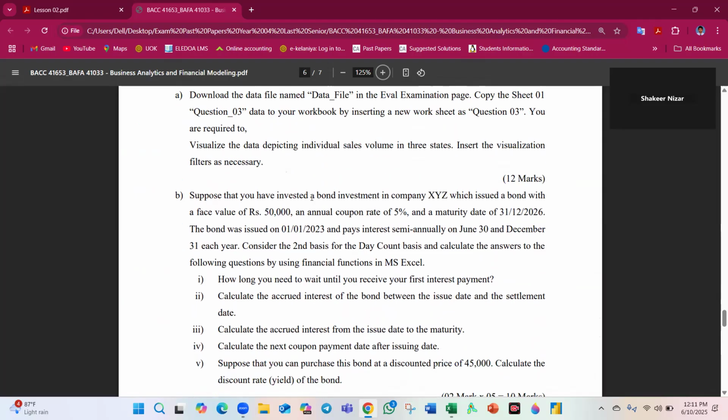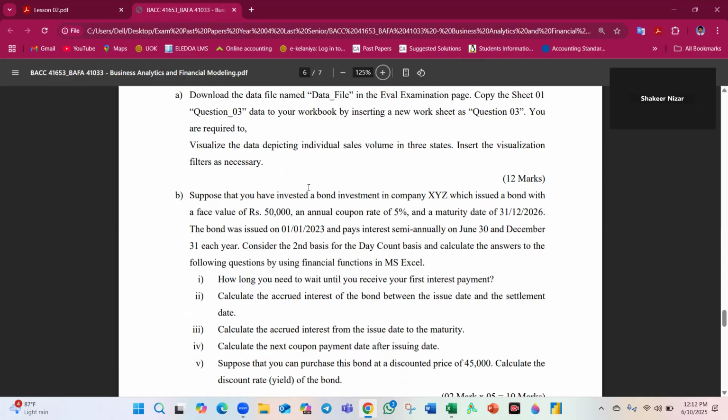Suppose you have invested in a bond in a company XYZ, which issued a bond with a face value of 50,000. The annual coupon rate, that is the interest rate stipulated for that particular bond, is 5%, and the maturity date is 31st December 2026. That is the redemption date as well. The bond was issued on this date, and it pays interest semi-annually. It means twice per year, on 30th June and 31st December each year.